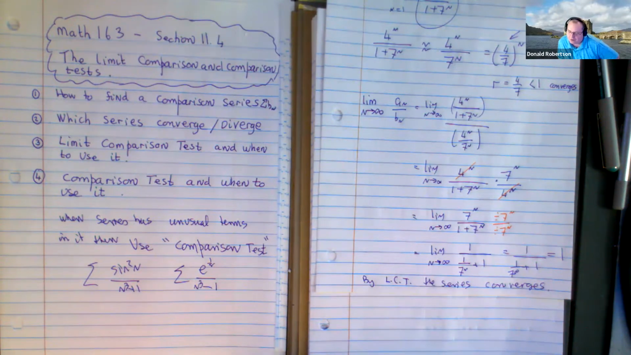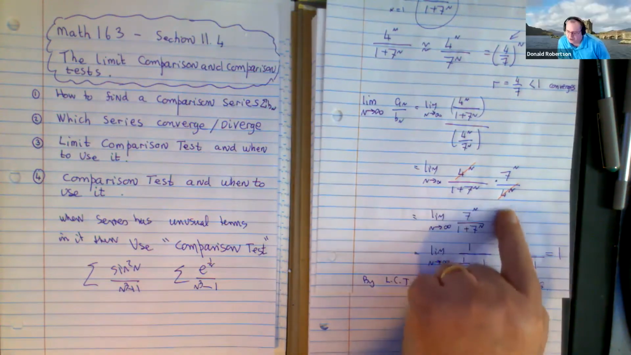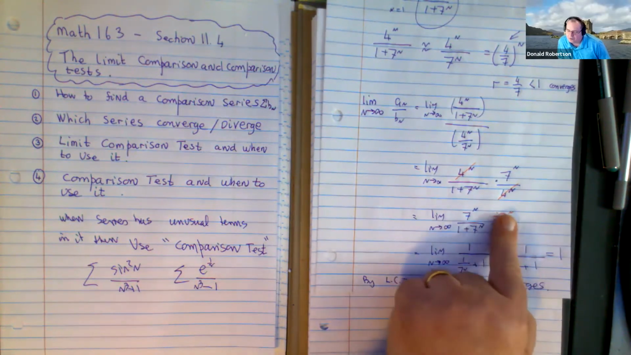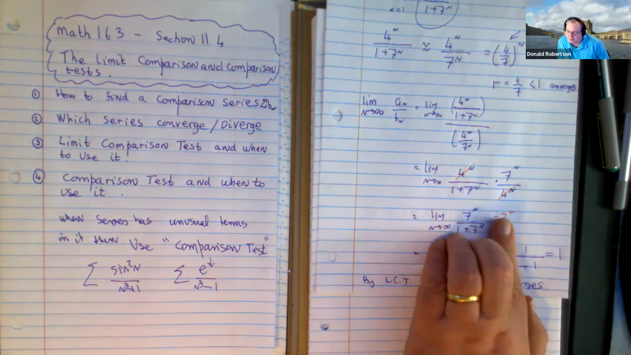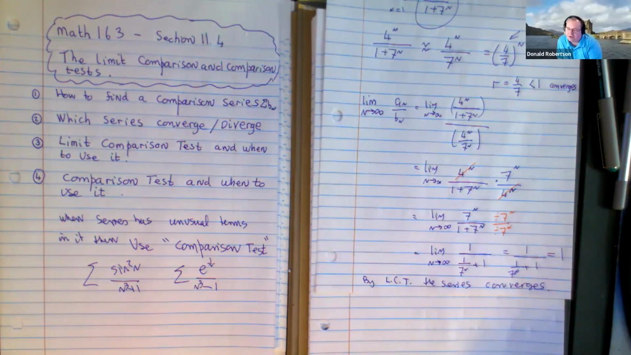What other method could I have used if I wanted to do this and I just don't like this technique of dividing? How else could I have found that limit there? L'Hopital. Yeah. And if you differentiate 7 to the n, you get 7 to the n times the natural log of 7. And on the bottom, you'll get 7 to the n times the natural log of 7. Everything cancels and the answer's 1. So it works quite nice.